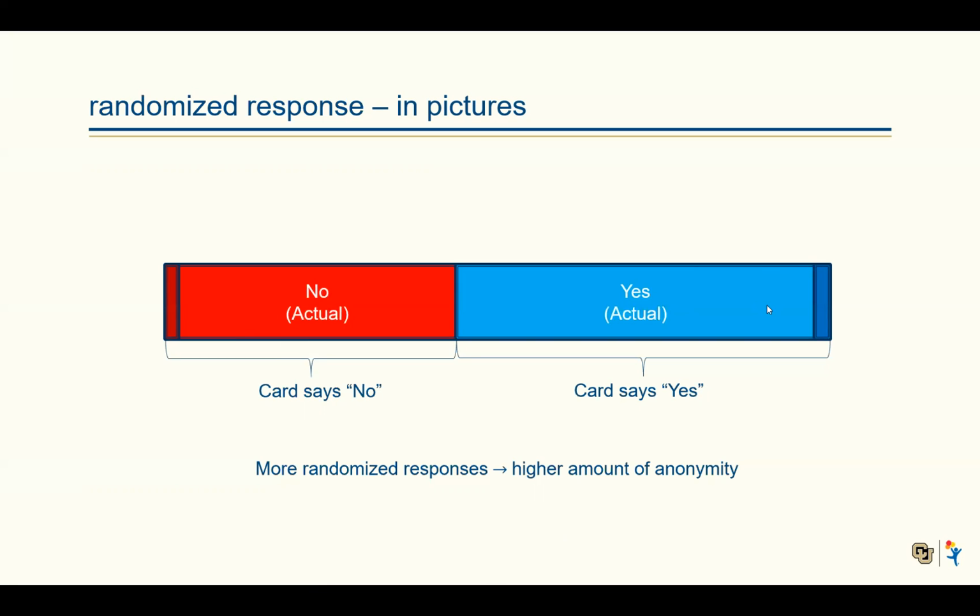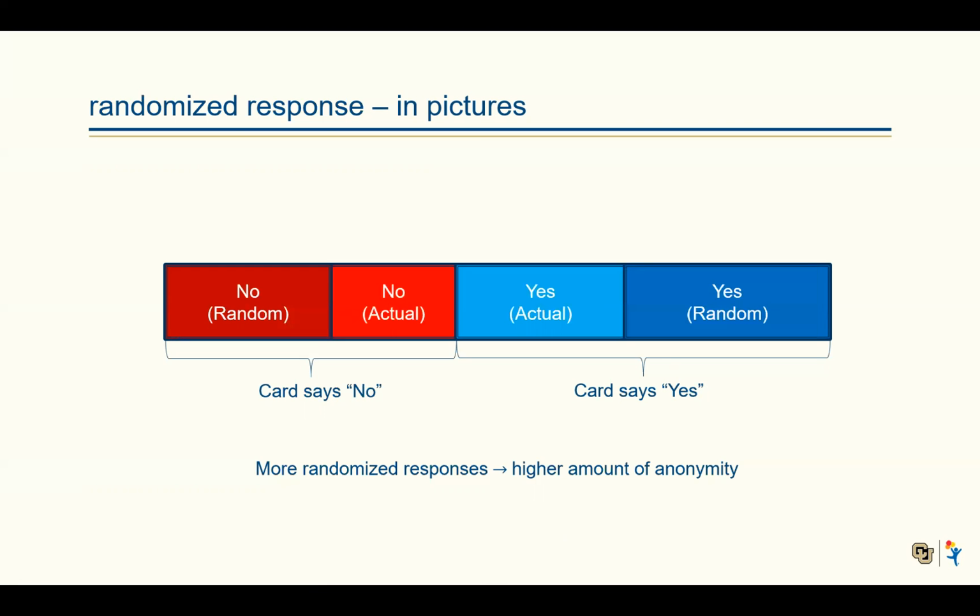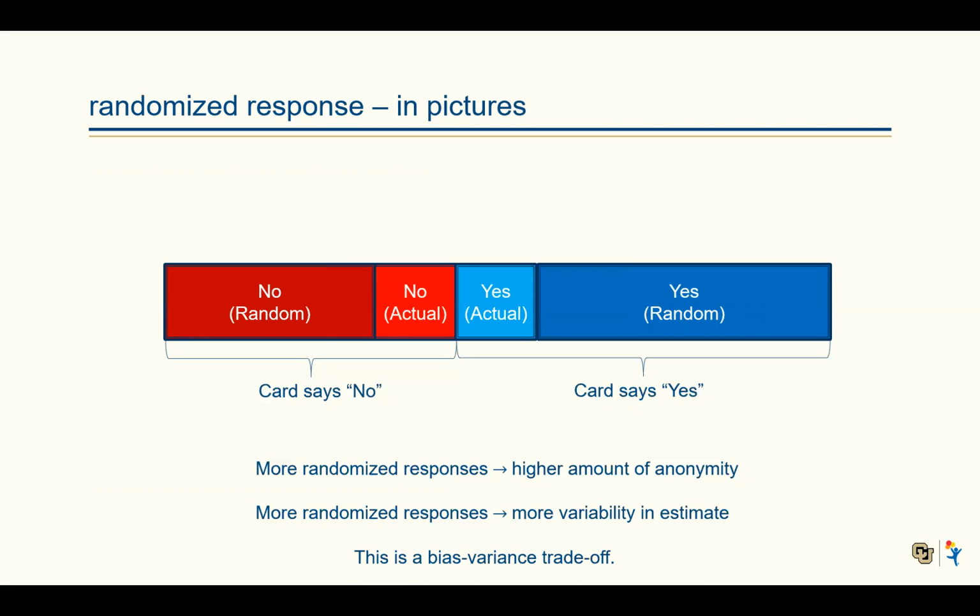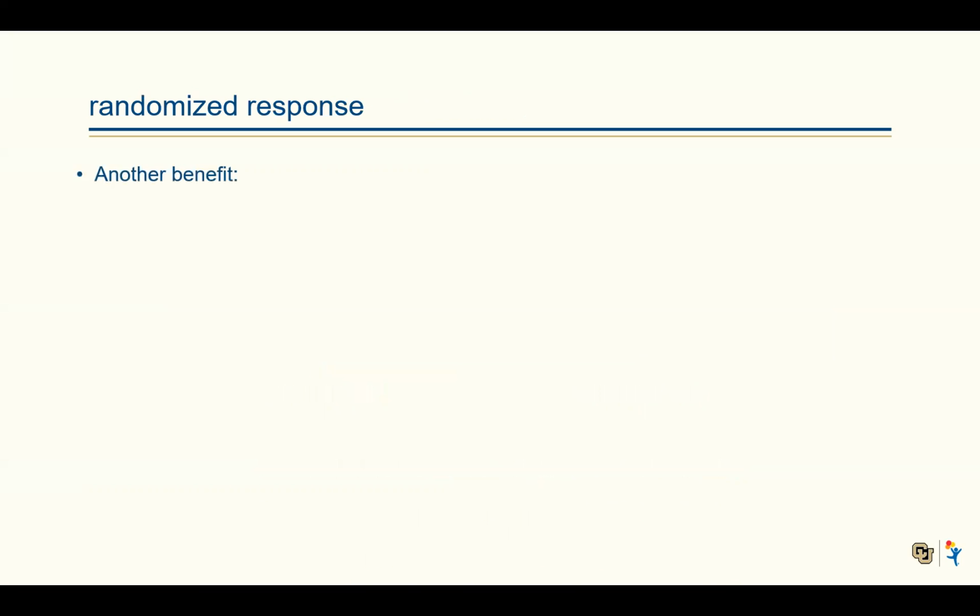You could put it all the way to the other extreme, where you basically have no random yeses and no random no's, and you have everybody answer true. This would reduce the amount of plausible deniability, and that might give us a more efficient estimator because we have more of what we think are true yeses and no's, but we probably have more bias as well. So more randomized responses means more variability of the estimate, but it also probably means higher amounts of anonymity, which means lower bias. This is really the first time in my research where it became apparent that there is a very clear bias-variance trade-off going on here, which is kind of a neat thing to say.